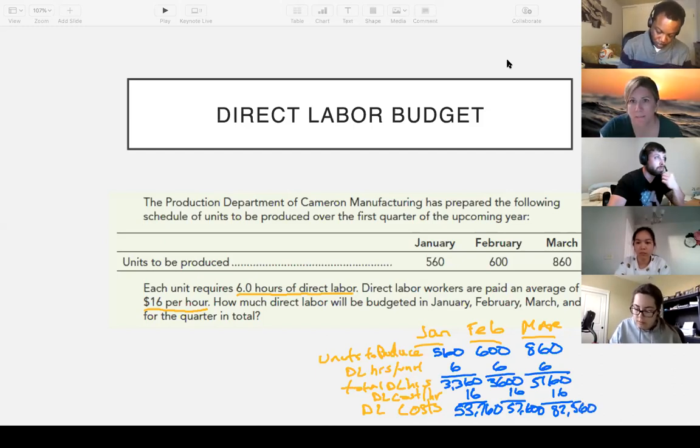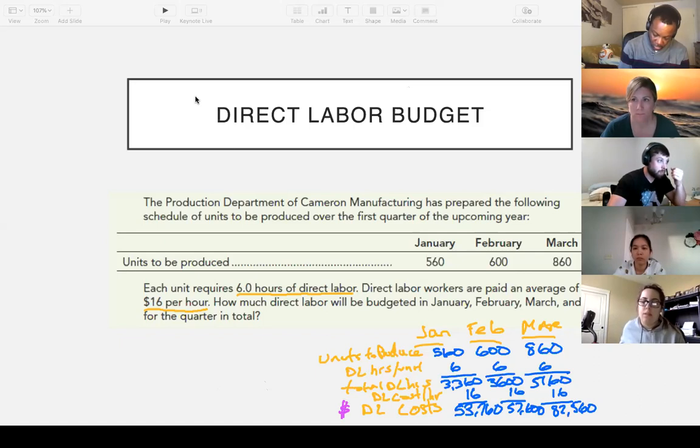And is that in currency? The direct labor cost per hour, and once you multiply it? Yes, so this is in dollars. This is in hours. And this is in units.